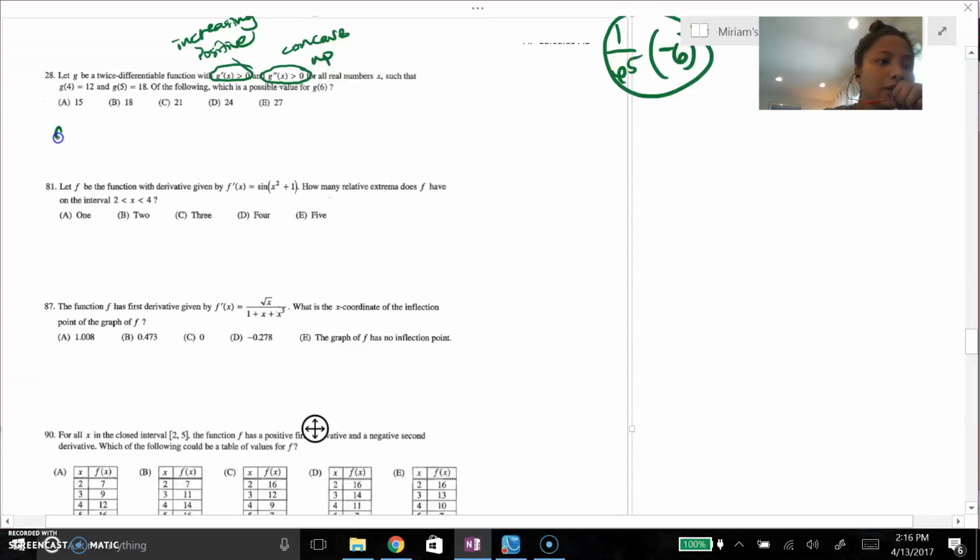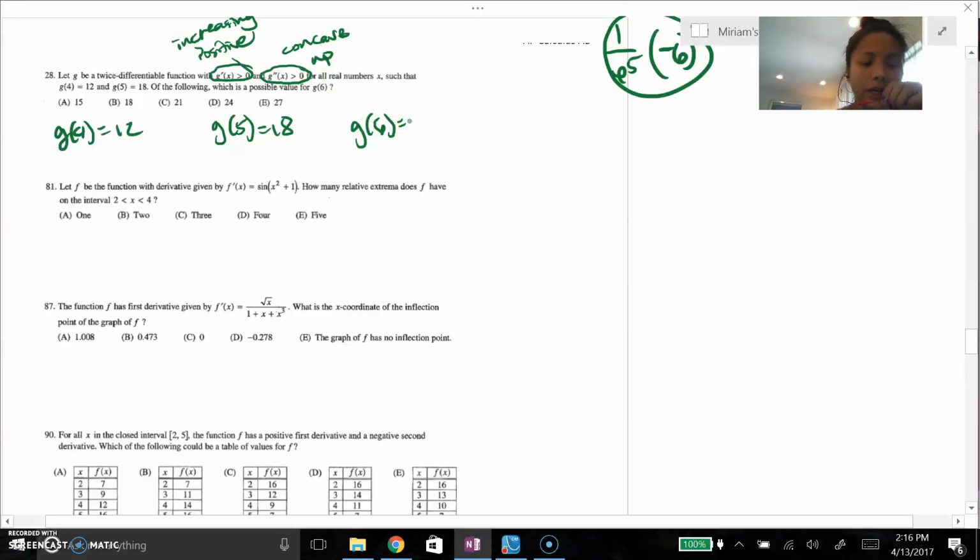Okay, so we have g of 4 is 12, g of 5 is 18. It's saying, what's g of 6? Okay, so we know it has to be increasing, meaning the y values have to be going up because the first derivative is positive. So I have 12 to 18, and the next number has to be increased from 18. So that eliminates a and b. Because a is too small, it's smaller than 18. B is 18, meaning it stayed constant. Well, we didn't stay constant, we increased.